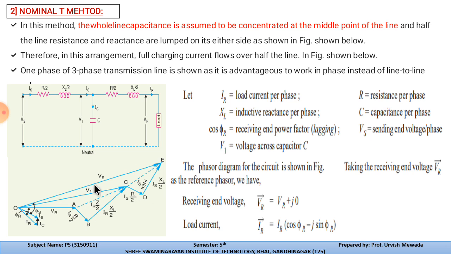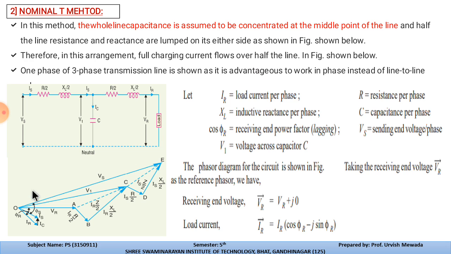The phasor OC represents the voltage V1 across the condenser, meaning capacitor C, and the capacitor current IC leads V1 by 90 degrees, as shown in this phasor diagram. The phasor sum of IR and IC gives the value of sending end current Is.